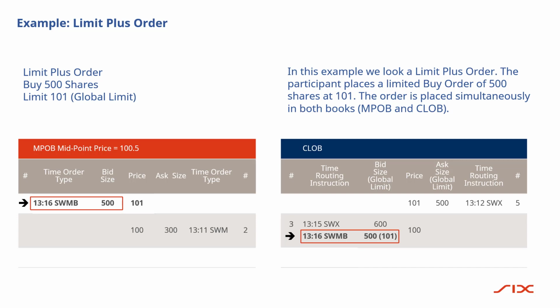In this example, we look at a Limit Plus order. The participant places a limited buy order of 500 shares at 101. The order is placed simultaneously in both books, SwissAtMid and central limit order book.